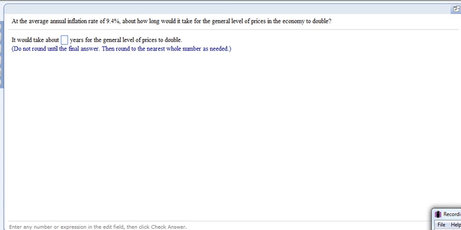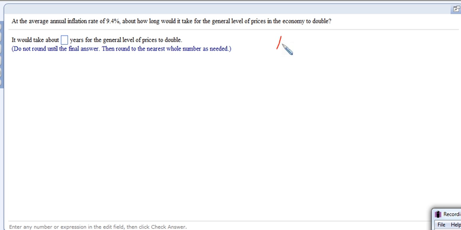Hi, this is question number 9 from section 14.1. So this is 14.1, number 9, and it's about the time value of money. Okay, so let's take a look at what we have here.